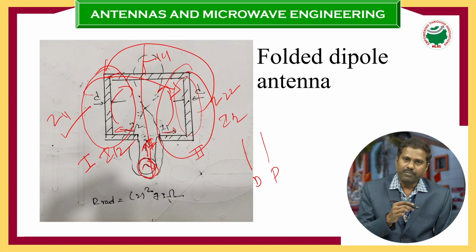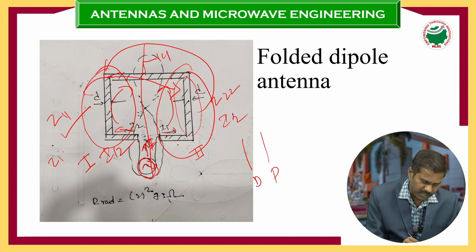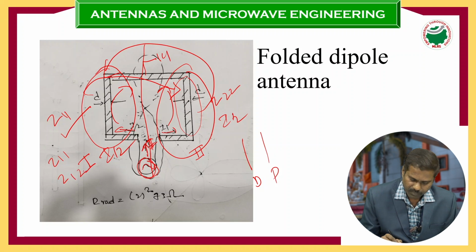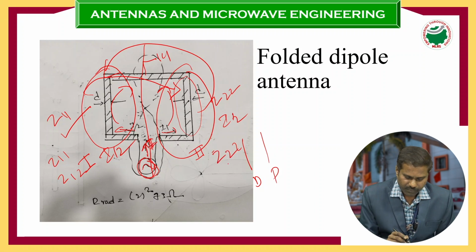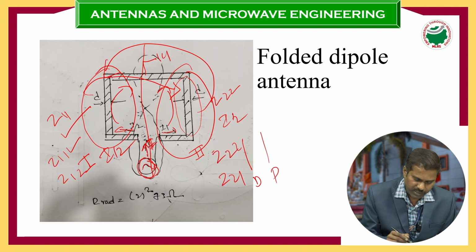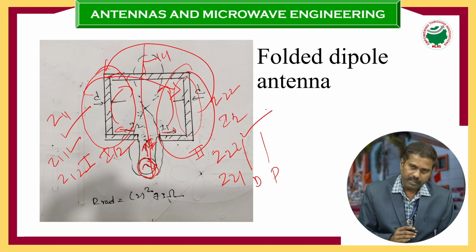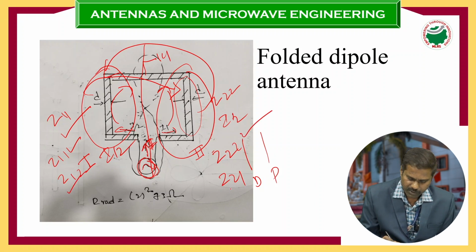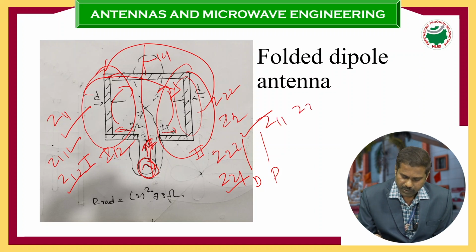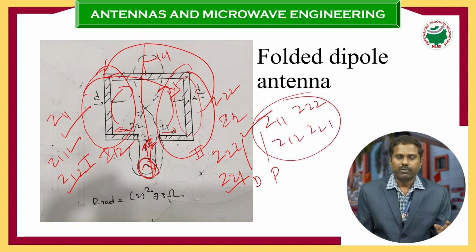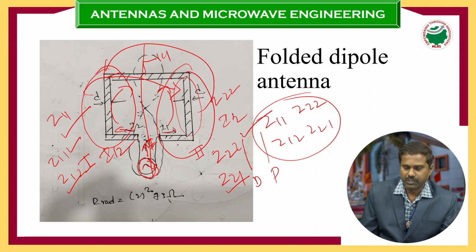That means self-impedance and mutual impedance. Here the self-impedance is Z11, and the mutual impedance due to the second one is Z12. The self-impedance of the second one is Z22, and due to the first one it is Z21. Z11 and Z22 are the self-impedances of their own, and Z12 and Z21 are the mutual impedances. Putting together Z11, Z22, Z12 and Z21, totally how many are there? Totally 4. Two are self-impedances, two are mutual impedances.